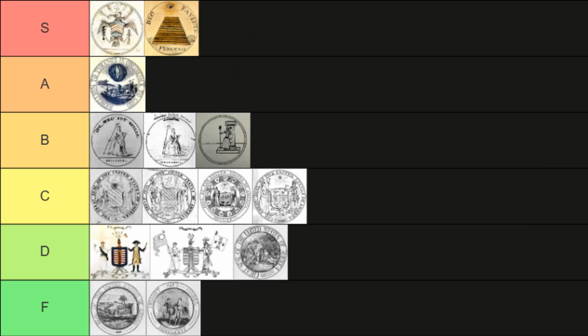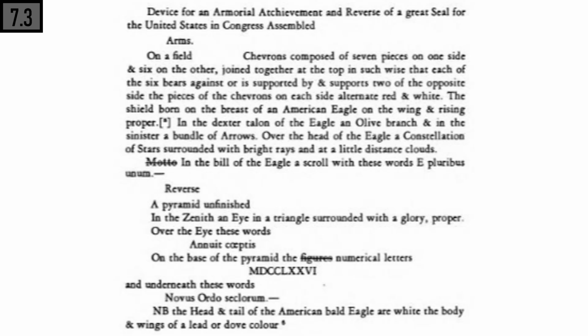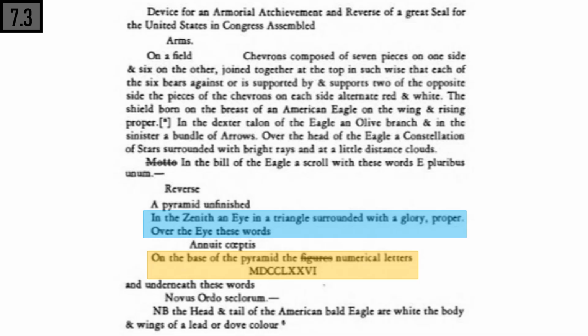He doesn't actually seem to have drawn the reverse, but in his writings he does make some alterations to Barton's design. He adds a proper triangle around the eye, he puts the founding date in Roman numerals at the base of the pyramid, the Latin phrase now reads Annuit coeptis, meaning God has favored our undertakings, and Novus Ordo Seclorum, meaning a new order of the ages.